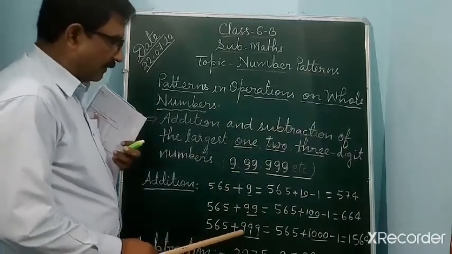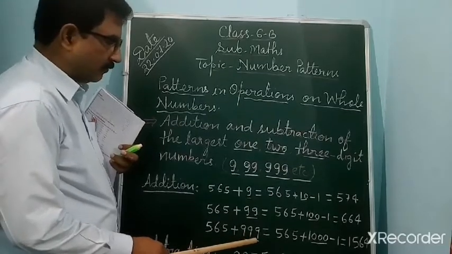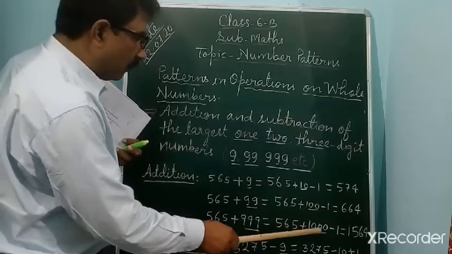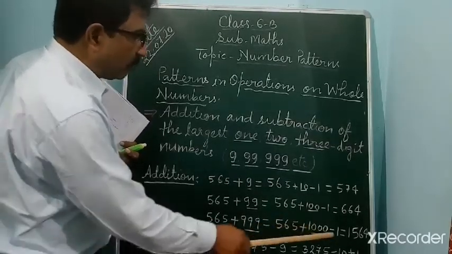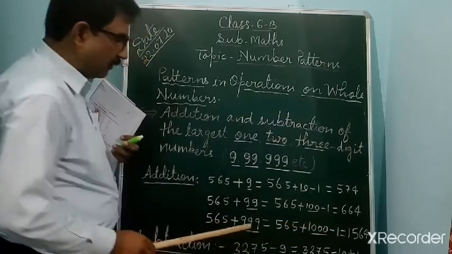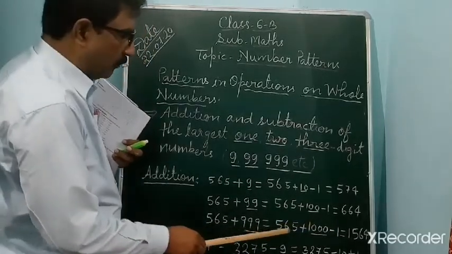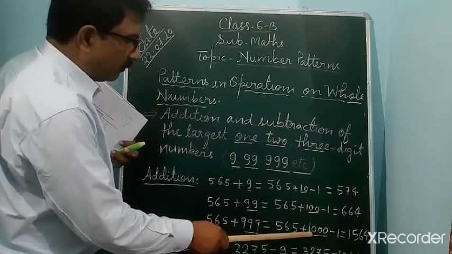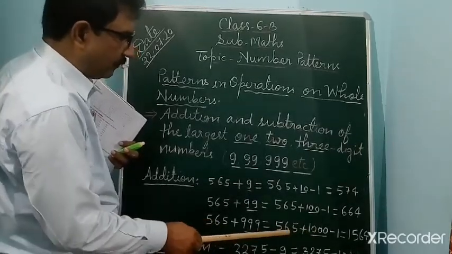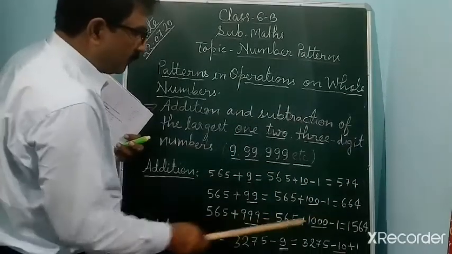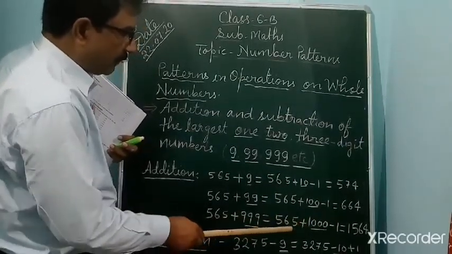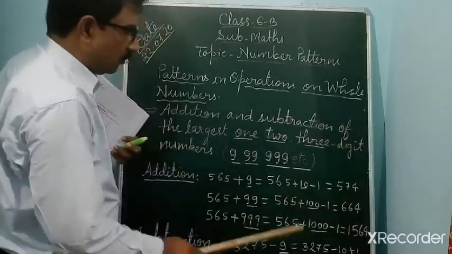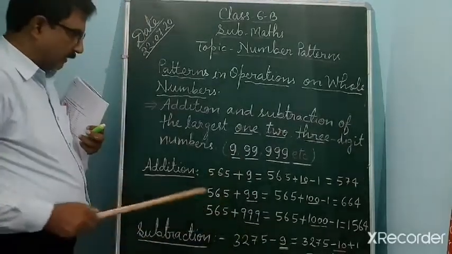565 plus 999. See, 565 plus 999, you can write 1000 minus 1. 1000 minus 1 means 999. So if you add 565 plus 1000, it means 1565, minus 1. It means 1565 minus 1 means 1564. So you can follow this addition pattern.